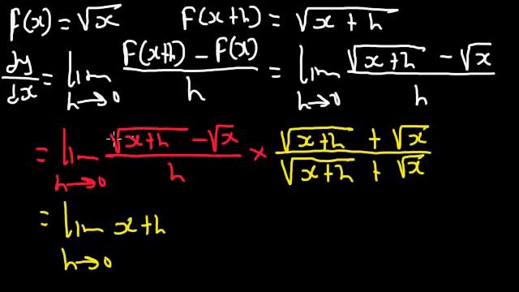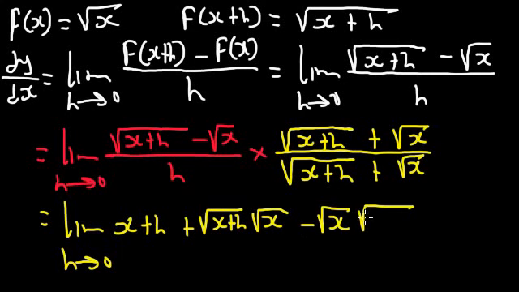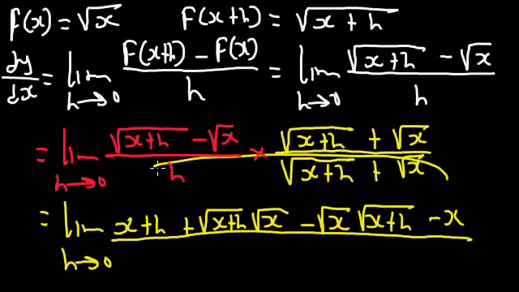Perfect. Now the root of x plus h times positive root of x gives positive root of x plus h multiplied by root of x, and negative root of x multiplied by root of x plus h, we have that to be equal to negative root of x and root of x plus h. And now finally, negative root of x multiplied by positive root of x will result in negative x. Perfect. And this is divided by the product of this and this as well.